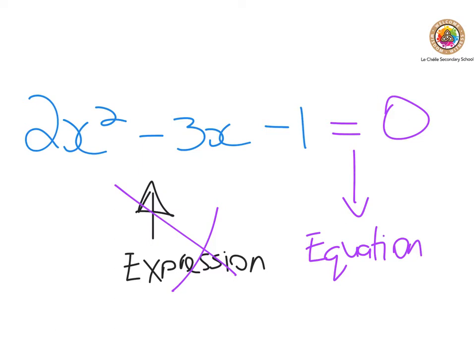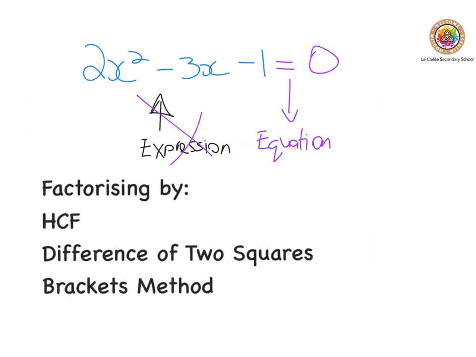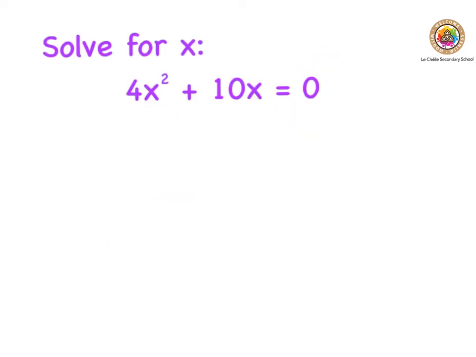So we're going to look today at solving these. Now, it's very straightforward because we're well able to factorize them. That's one of our methods for solving for x. So we're going to take a look at a few different ones. We are going to look at factorizing by HCF, the difference of 2 squares, and the brackets method, all of which we've done before, but this time, once we've factorized, we will solve the equation.